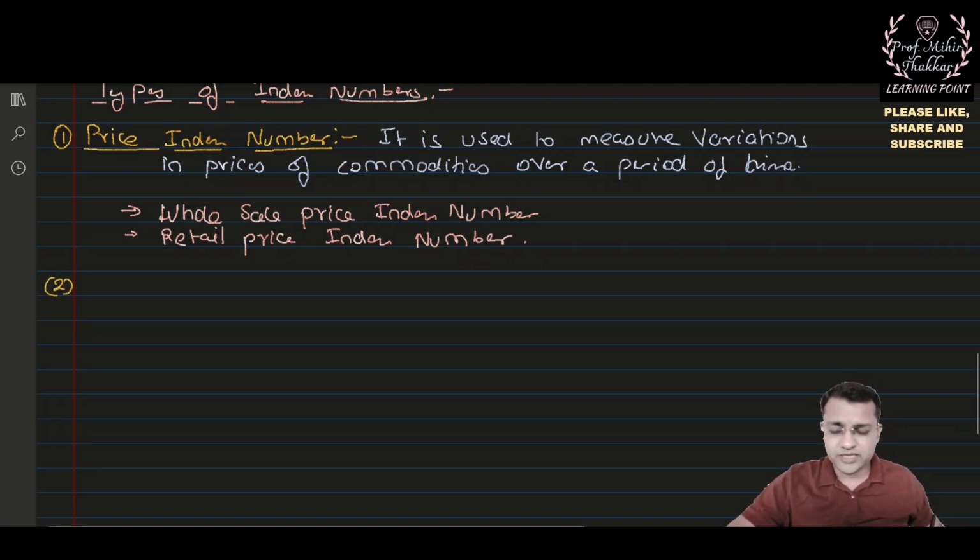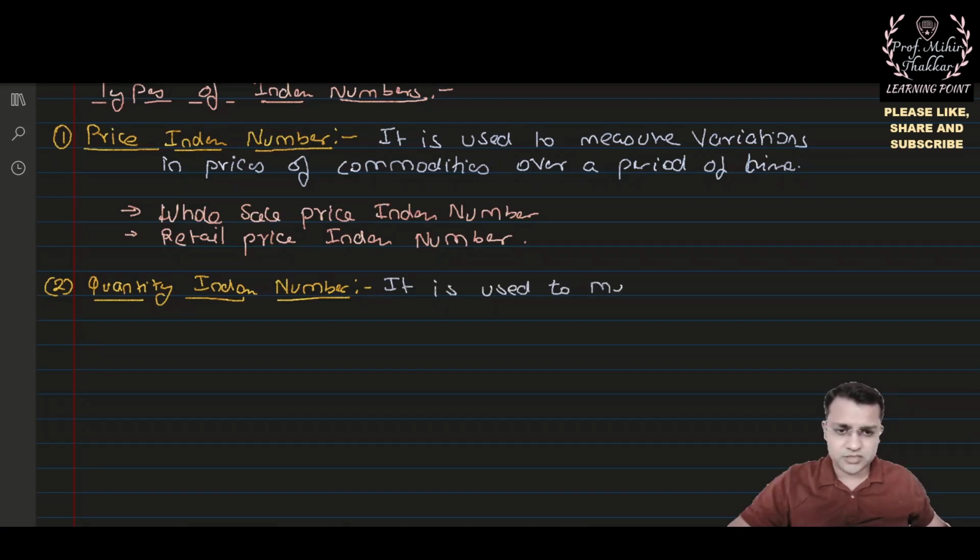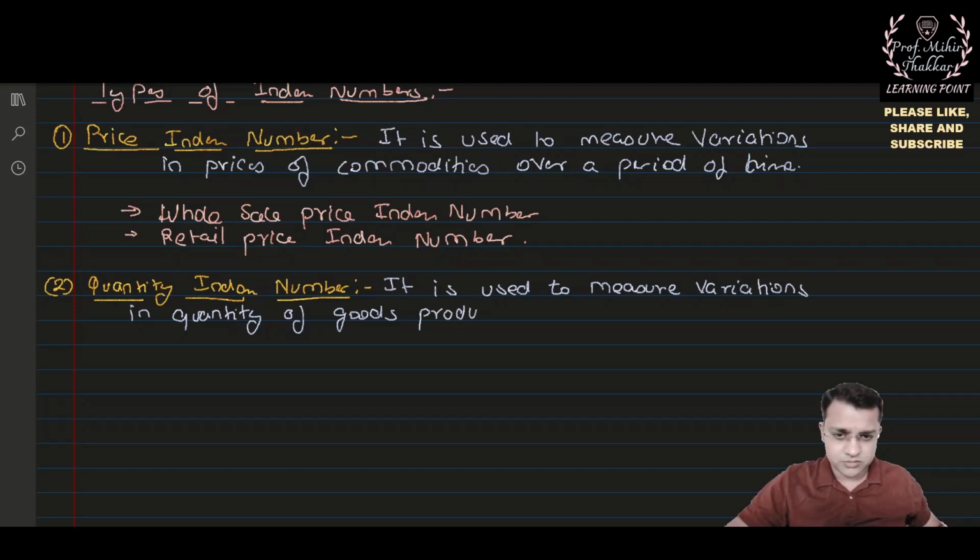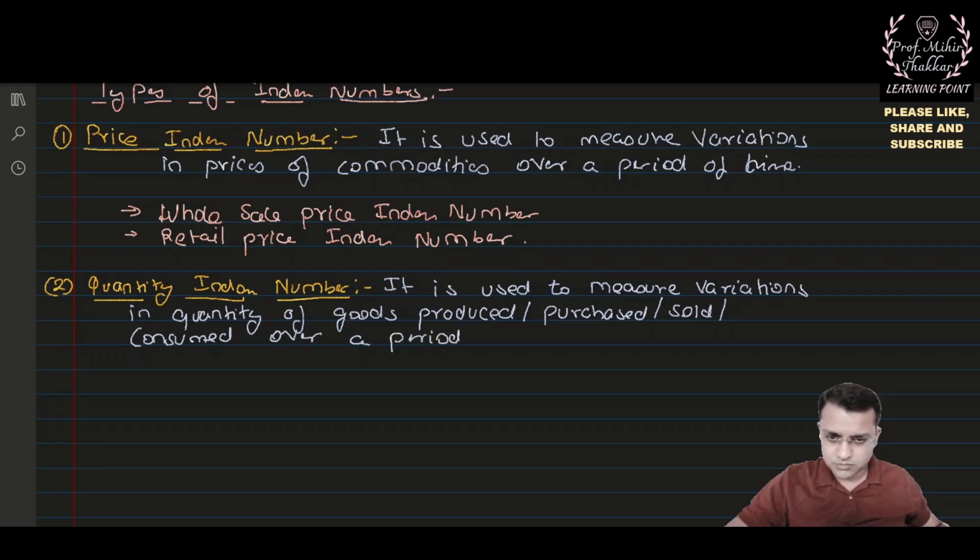The second one that you have is quantity index number. It is used to measure variations in quantity of goods produced or purchased or sold or consumed over a period of time.